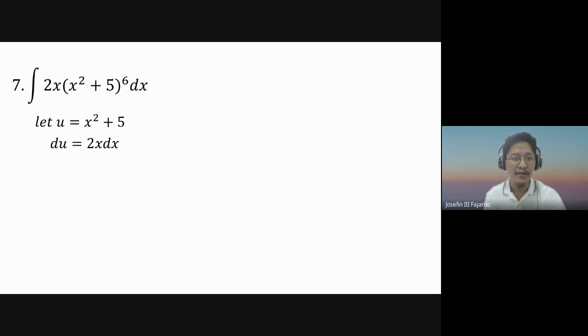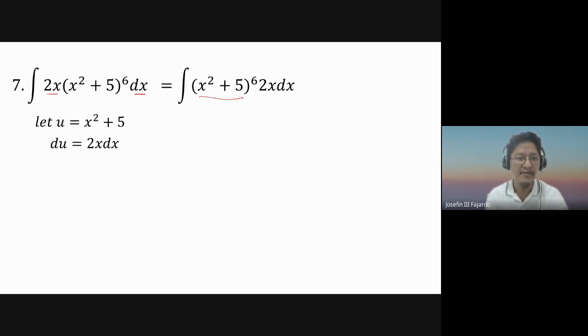Again, there is a 2x already here. So notice, itong 2x na to, pwede ko na itong pagsamahin. Itong 2x sa dx. Mas malinaw. Notice this is just plain multiplication. So pwede ko siyang i-reassociate, right? And since x squared plus 5 happens to be u, pwede ko nang palitan. And then 2x dx is simply du. So pwede ko nang i-rewrite to into this.